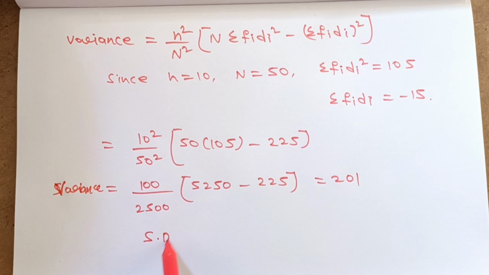Next, standard deviation. We know the standard deviation is the square root of the variance. So the square root of 201 is approximately 14.18. So this is the variance and standard deviation.